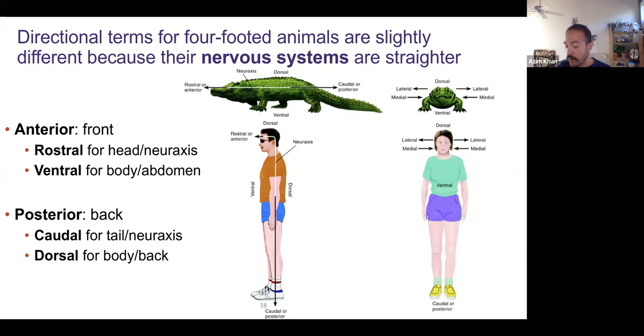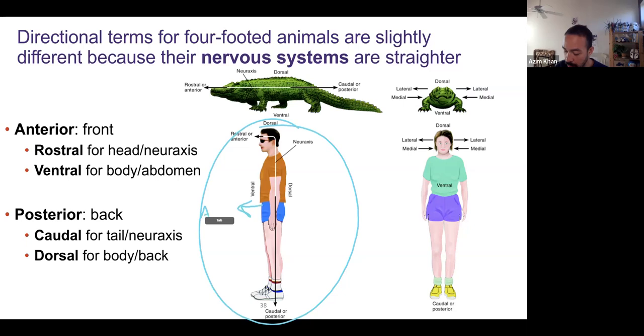I said that when we're looking at humans, so let's take a look at this human over here. When we're looking at humans, the anterior side is also ventral, and the posterior side is also dorsal. Ventral is anterior, posterior is dorsal. That's true because we stand on 2 feet.